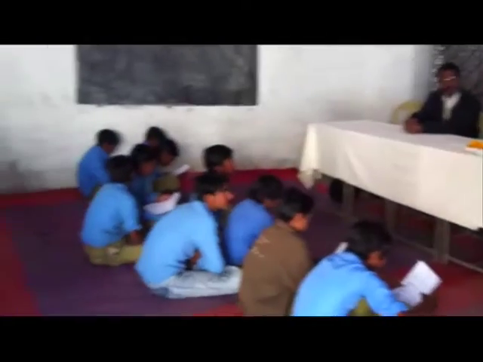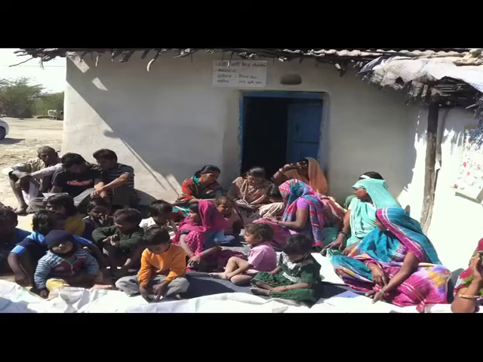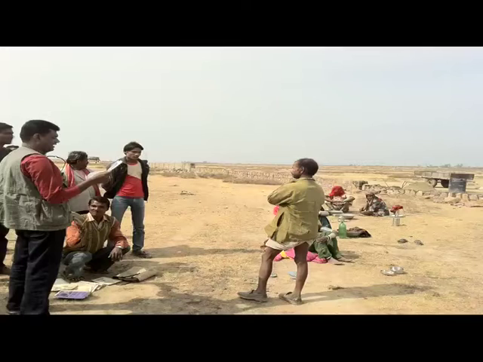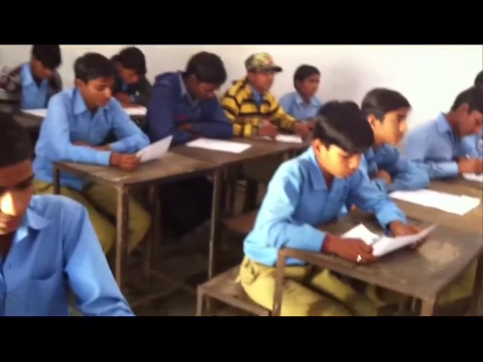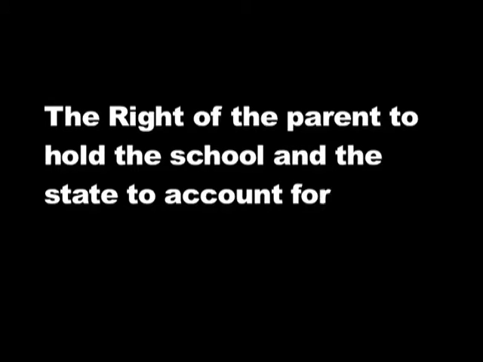The Audit to the Right to Education project has had the primary objective of helping citizens understand their fundamental rights to education as mandated under the Constitution and the RTE Act. These rights include, firstly, the right to access to a basic education. Secondly, the right to a minimum level of educational quality. Thirdly, the right of the child and the parent to participate in the education process. And finally, the right of the parent to hold the school and the state to account for the quality of this provision.